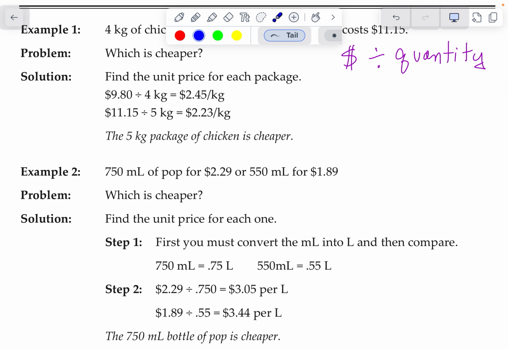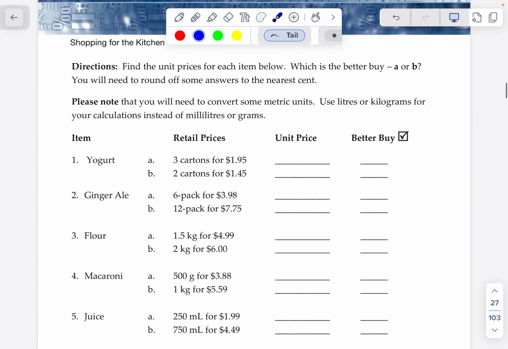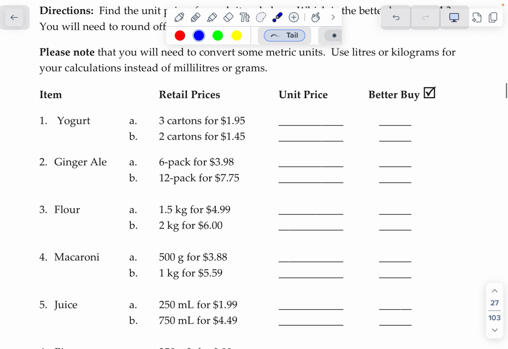They are using milliliters. Now, they converted, but as long as the units match, you can use milliliters the way that it sits, okay? So I want to do one together that has some of those weird metrics. So go down to the bottom and make yourself some, yeah, that's what we're going to talk about, okay? So in 1, 2, and 3, the units match.